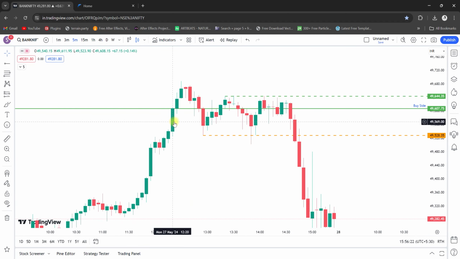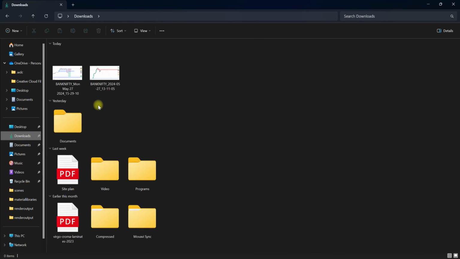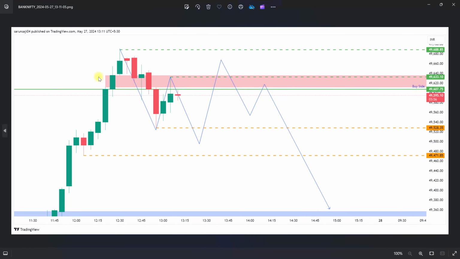So this is where the market breaches, and it went up and was still there. This candle retraced back and came down, and from here onwards I think I started posting the chart, which I will show you. Yeah, exactly, from here I started posting.